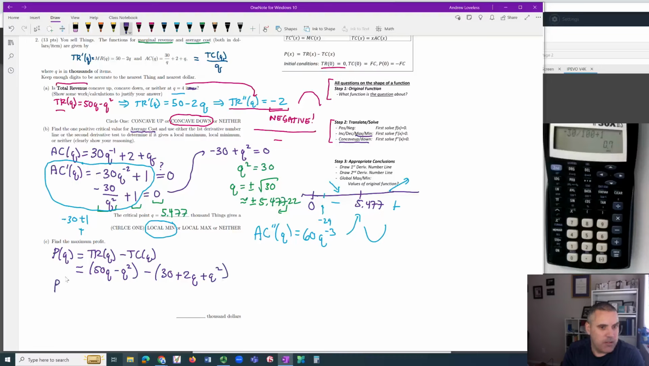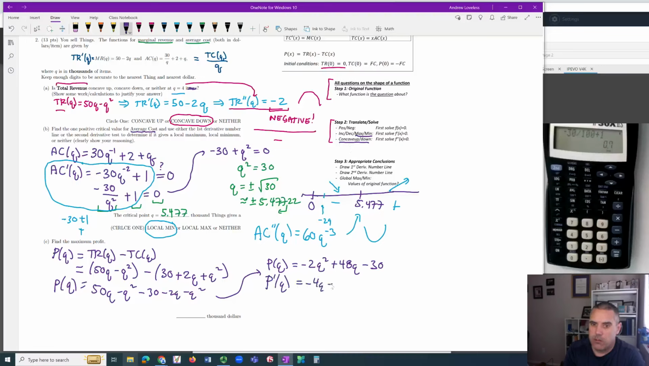And so I can simplify that. Let's do it. So it's going to be 50Q minus Q squared minus 30 minus 2Q minus Q squared. And if I clean all that up, it's negative 2Q squared plus 48Q minus 30. I want to know when it's maximum. So now we have the original function. The original function here is profit. That's what we're being asked about. I want to take its derivative, negative 4Q plus 48. Solve for Q, which I think is going to be 12.